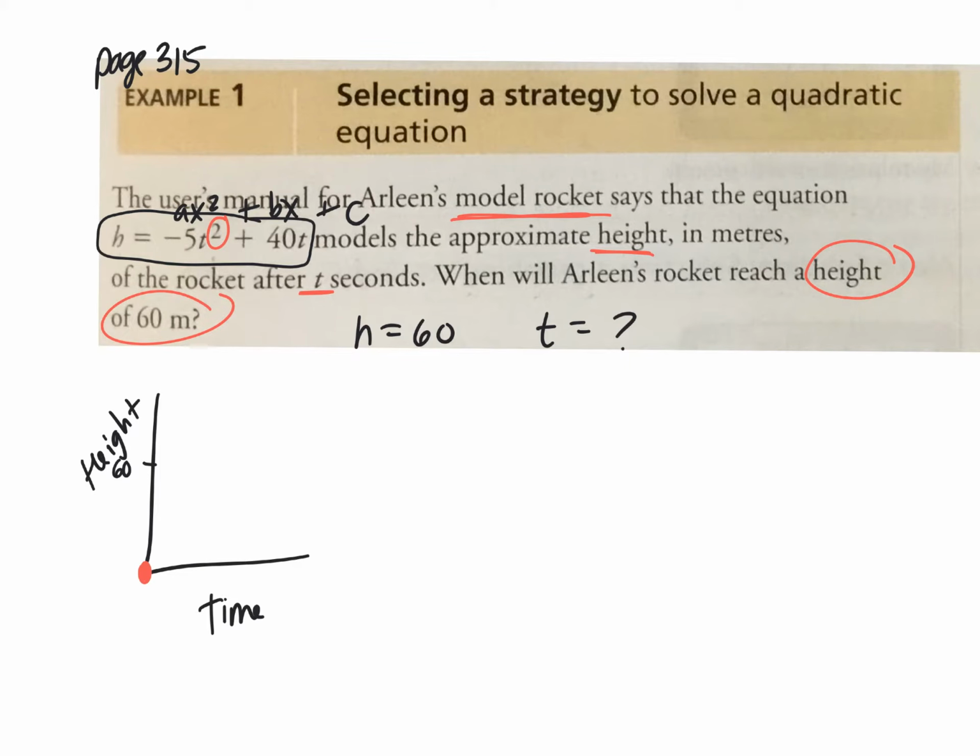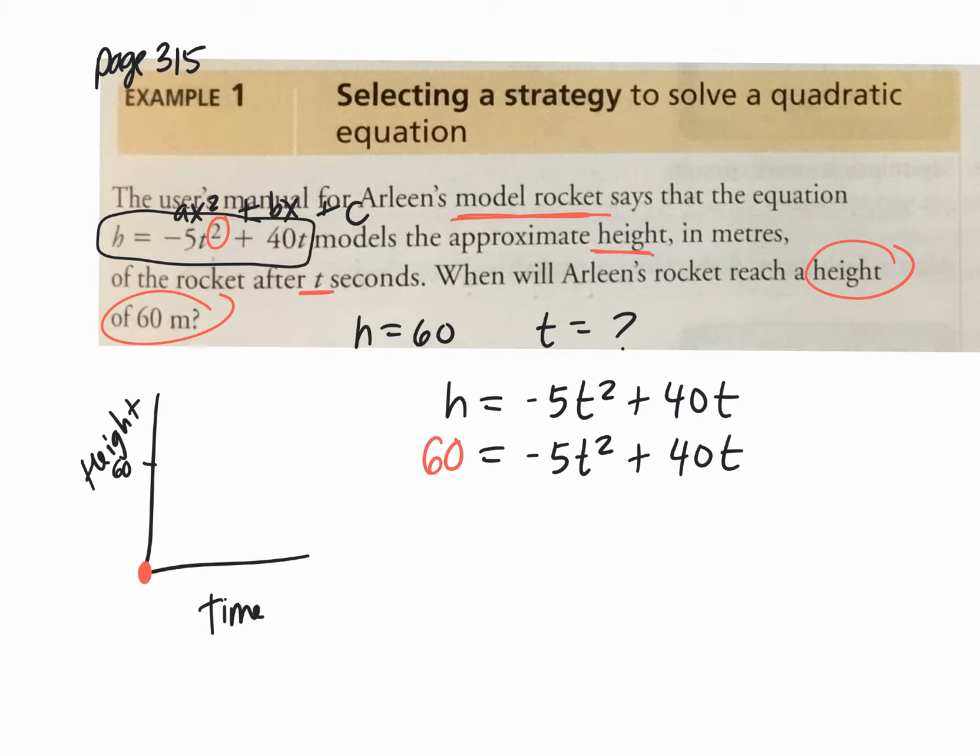So what are we going to do? Put it into the equation. So here's your equation. Plug in 60 for h, and we are going to solve for t. So maybe I'm going to rewrite it like this: negative 5t squared plus 40t equals 60. Does that represent the same thing?